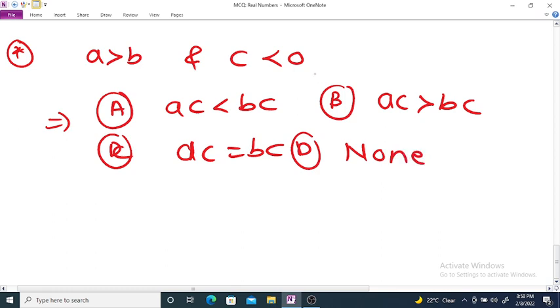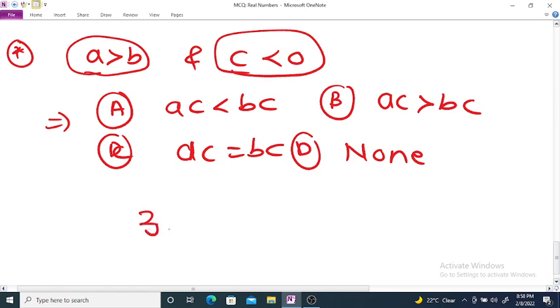Again, since C is less than 0 and A is greater than B, for example we know that 3 is greater than 2, and taking C equal to minus 5, minus 15 is less than minus 10. So the correct option is what? AC is less than BC.